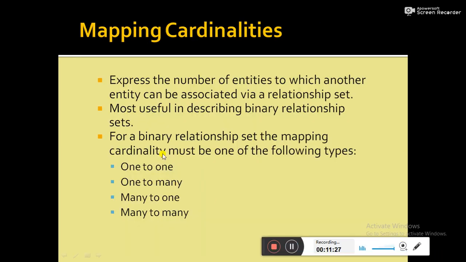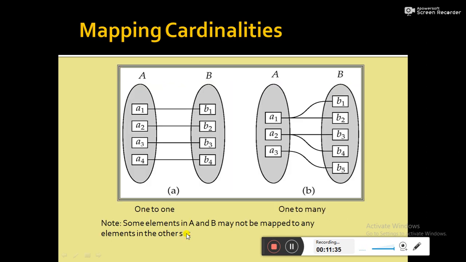Now the mapping cardinalities are of different kinds: one-to-one, one-to-many, many-to-one, and many-to-many. So first, consider one-to-one. Now what is one-to-one mapping cardinality? Suppose A is an entity set, or a relation, and B is another entity set, or another relation.